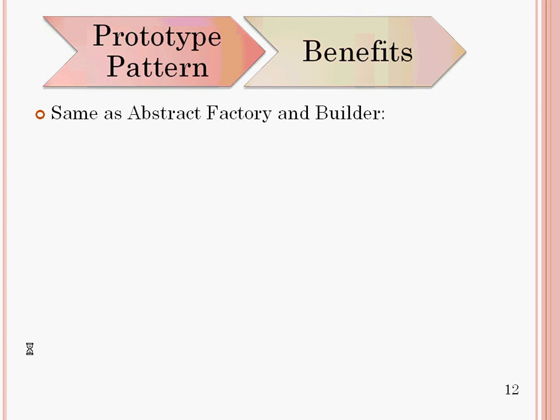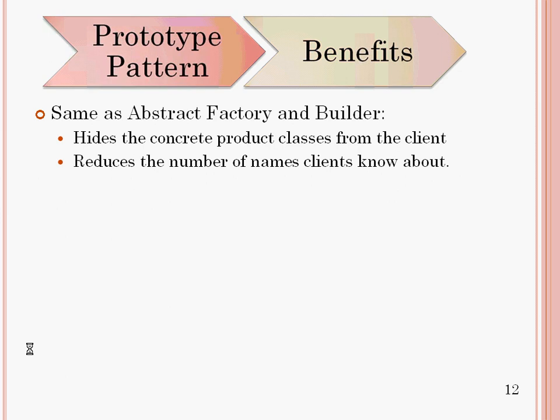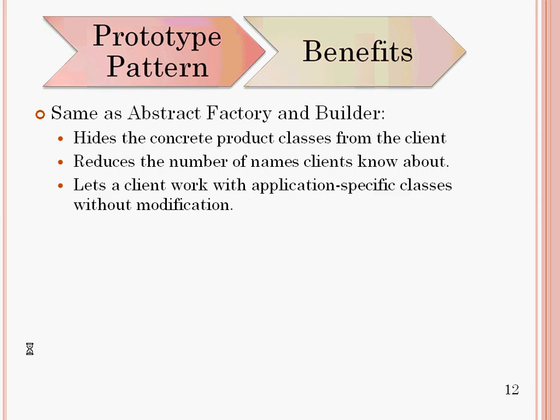So the benefits of this pattern, I think we have already discussed. It's similar to abstract factory and builder. It hides the concrete product from the client, and reduces the number of names the client knows. So you can add as many application specific classes as you want. It lets a client work with application specific classes without any modification. You need not do any modification at the client except registering the new prototype. You don't need to do anything else. So you can add new products, that is, you can create new prototypes at runtime and register them.